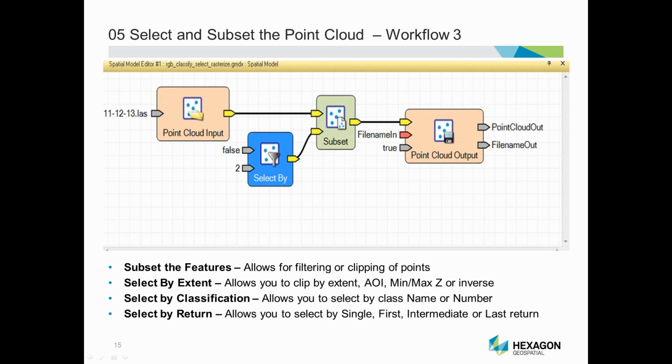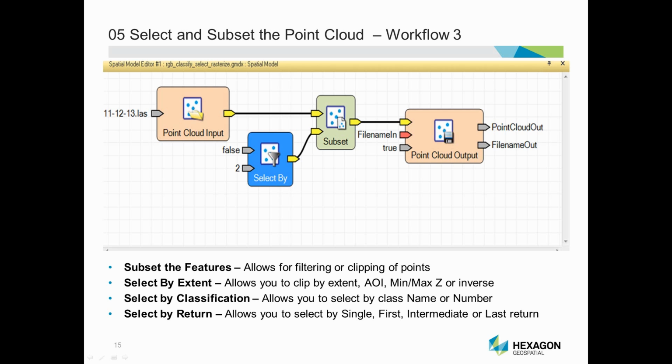Workflow number 3 is selecting and subsetting the point cloud. You can subset features, allowing for filtering and clipping of points. You can select by an extent if you want to clip to an extent using an AOI or a min-max Z, or inversing the whole point cloud selection, flipping it from what you don't want to include.